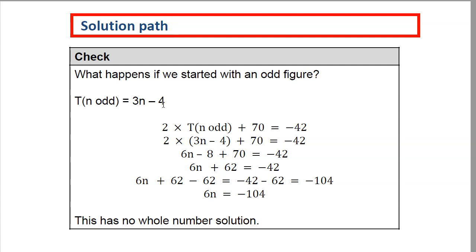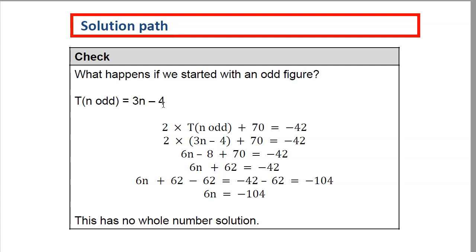The function when n is odd is 3n minus 4. If we compute 2 times the function value plus 70 equal to negative 42, which is our symbolic work, and solve, we end up with 6n equals negative 104. And this is not a whole number solution. Remember, in order for a number to be divisible by 6, it has to be divisible by both 2 and 3.